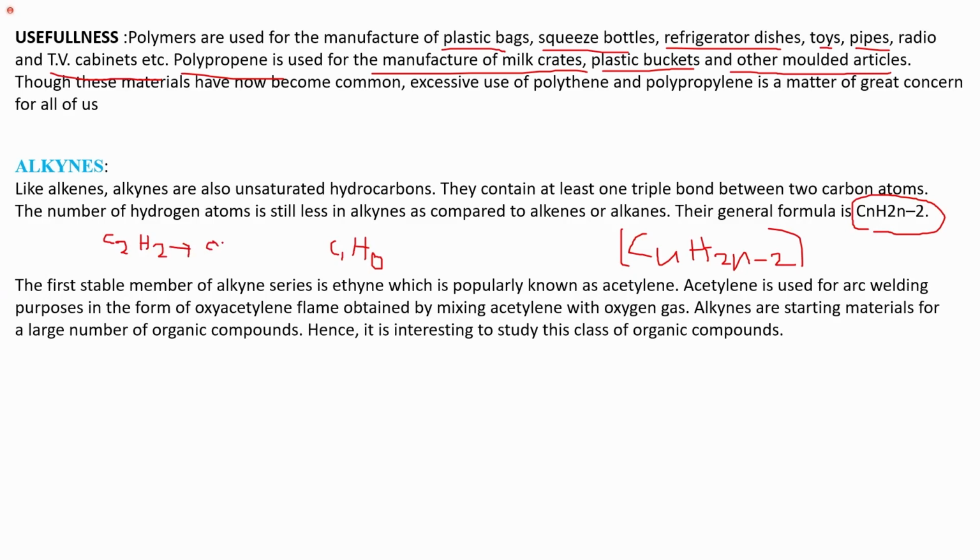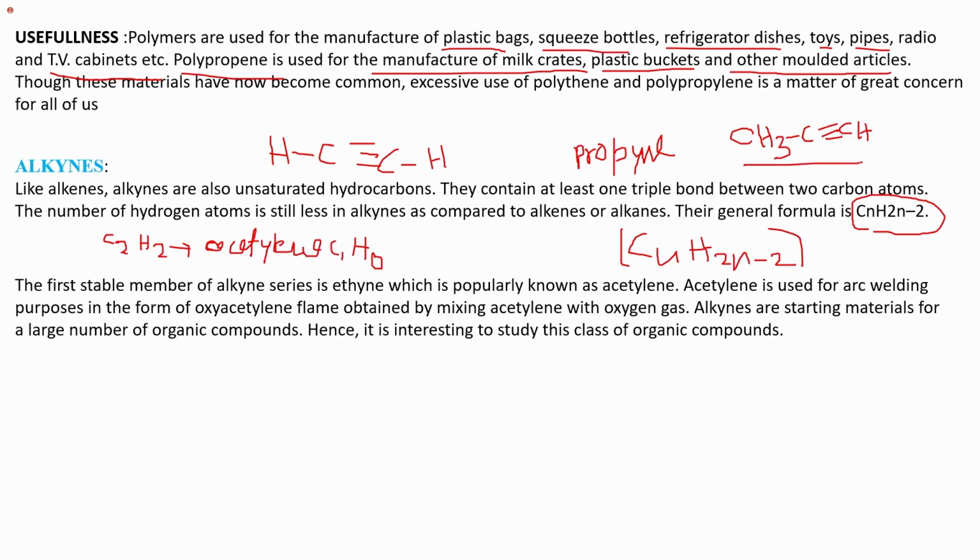And how does acetylene look? The acetylene structure will be CH triple bond CH. This is called a two carbon chain. And if we talk about the propyne molecule, 1-propyne, then propyne means CH3 C triple bond CH. So this is called 1-propyne.